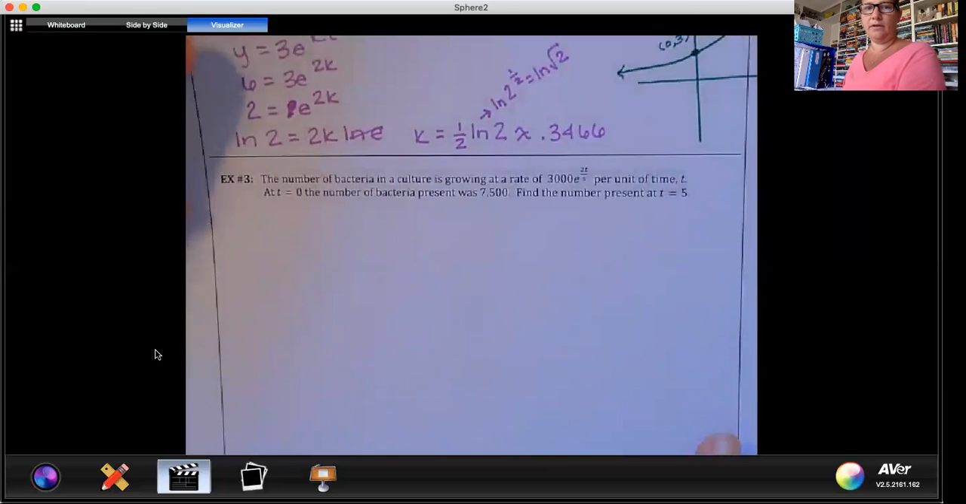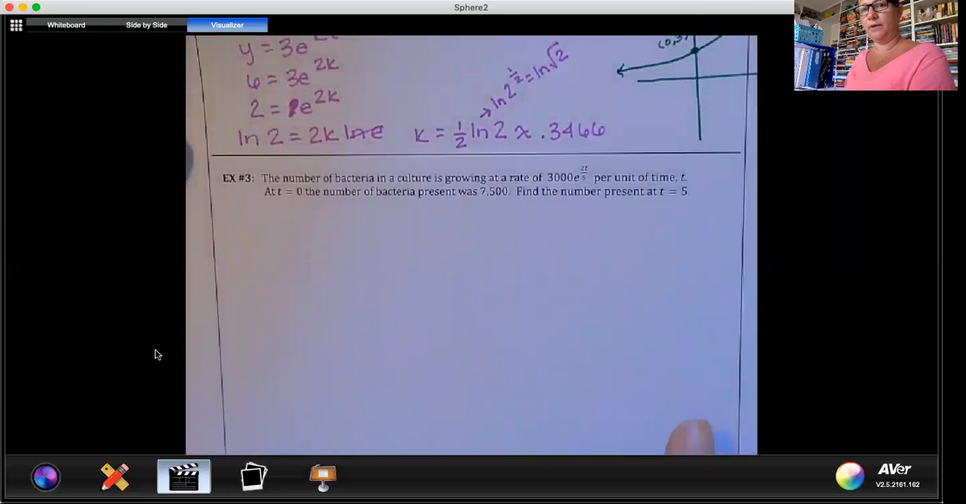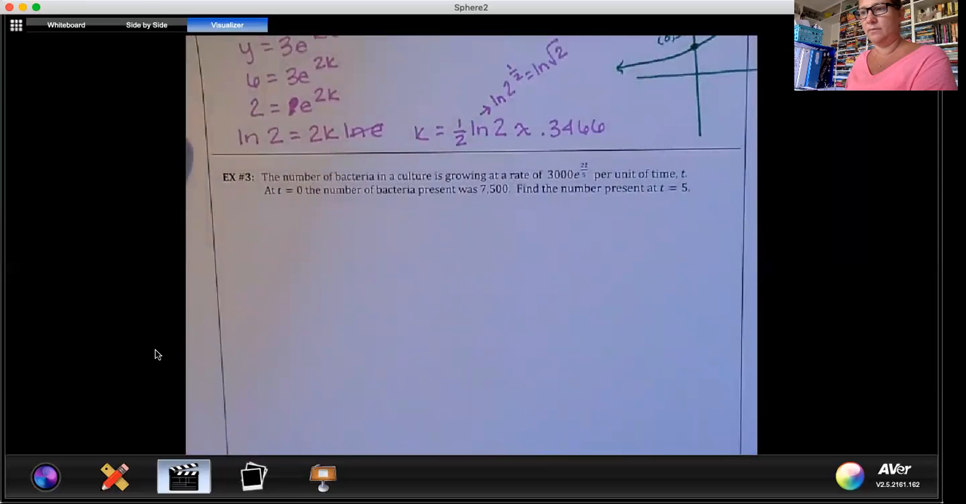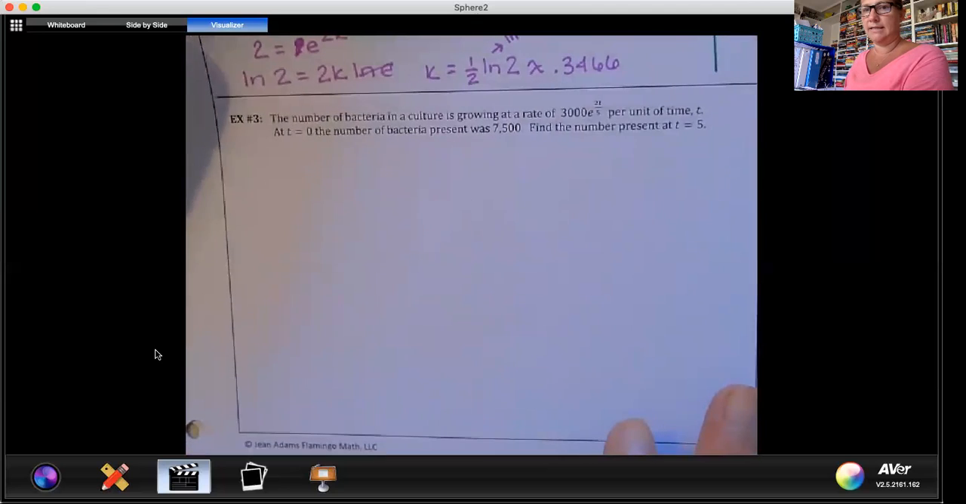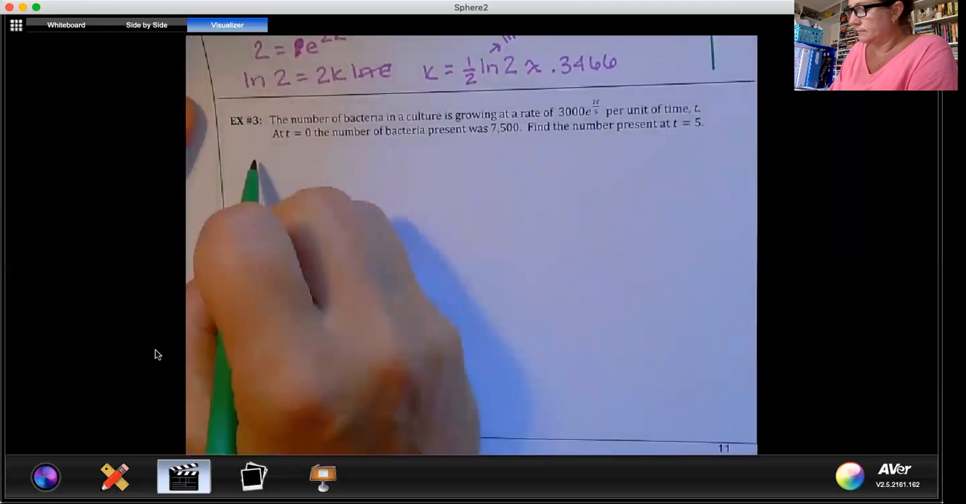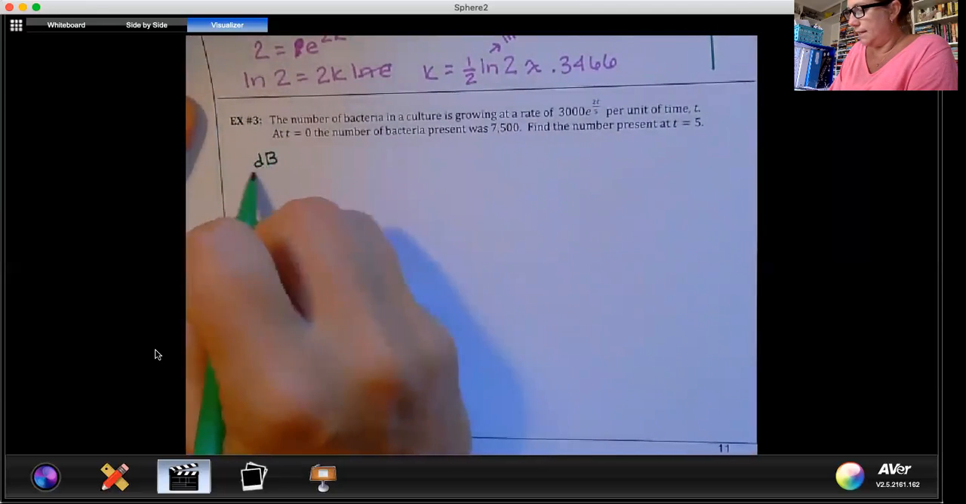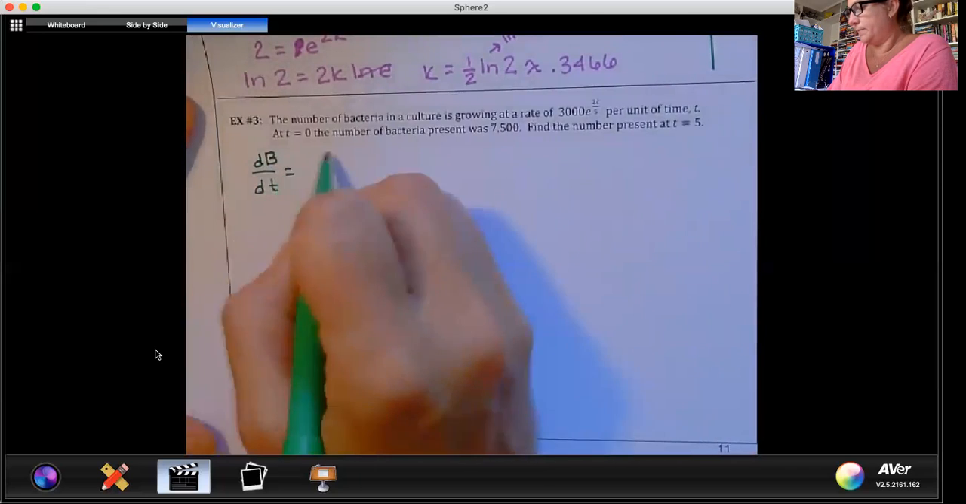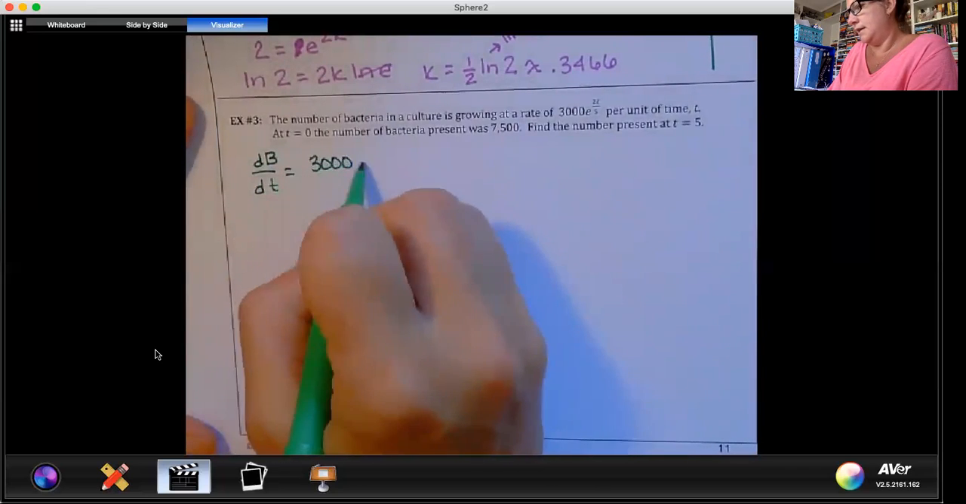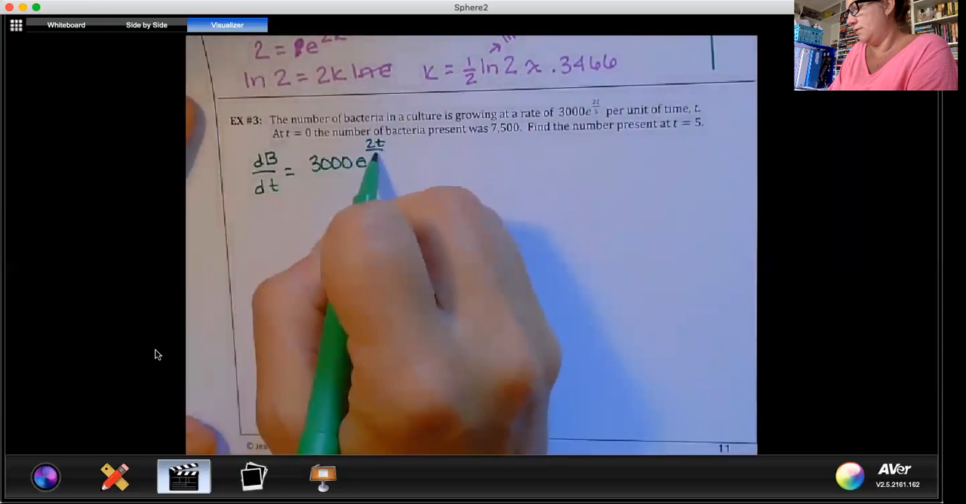Example 3. The number of bacteria in a culture is growing at a rate of 3,000 e to the 2t over 5 per unit of time t. At t equals 0, the number of bacteria present was 7,500. Find the number present at t equals 5. So the rate dB dt equals 3,000 e to the 2t over 5.